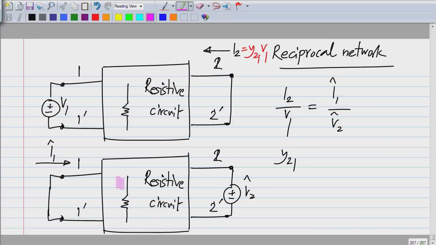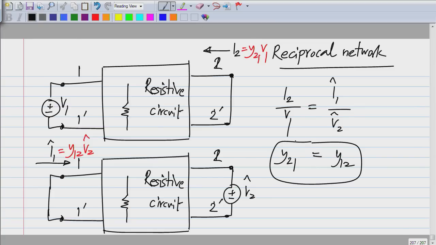And similarly here, you are short circuiting port 1 and applying V2 hat. So, this I1 hat will be nothing but Y12 V2 hat. And this number will be Y12. So, Y21 will be equal to Y12.